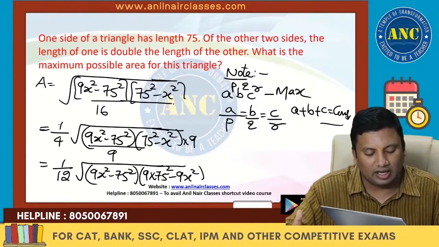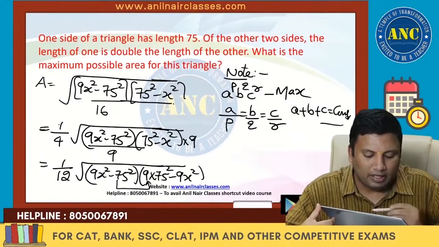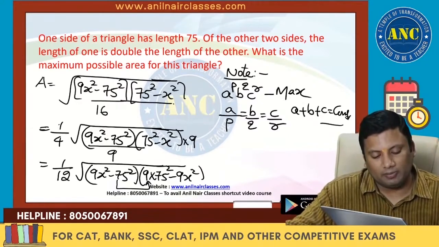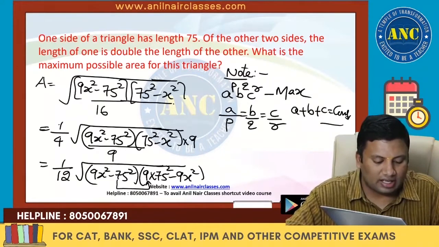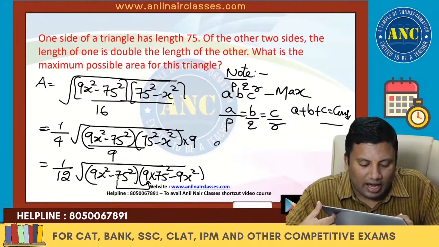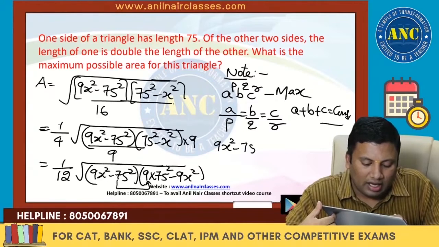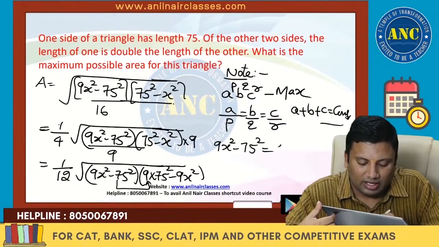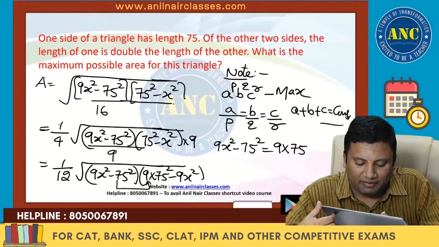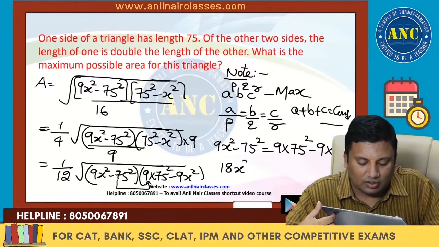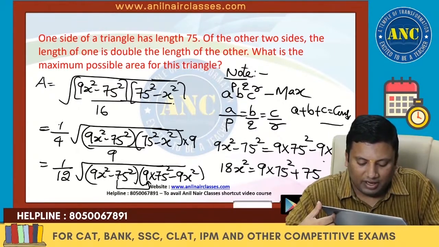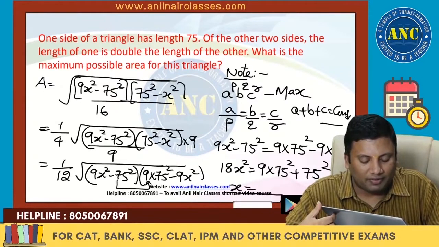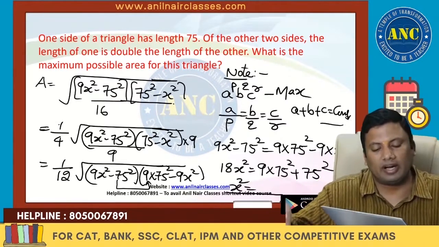I hope it is clear. Now the same concept can be used. The product is maximum when the sum of the variables is constant. 9x square minus 9x square cancels out, and the variables are equal. 9x square minus 75 square equals 9 into 75 square minus 9 into x square. So 18x square equals 9 into 75 square plus 75 square. From there you will get the value of x square, substitute it, and you will get the answer.